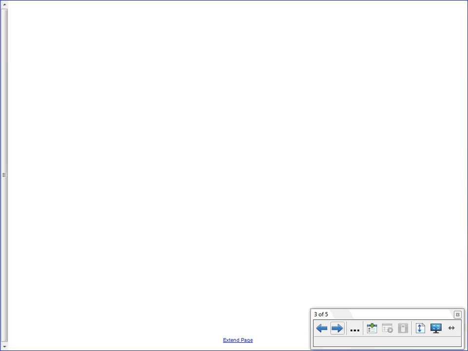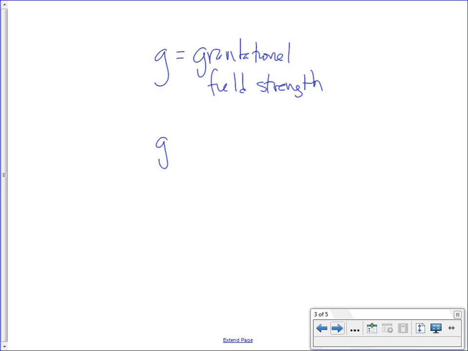So, first of all, what's g? Formula. No, not formula, what does it refer to? Gravitation. No. Field strength. Yes. Gravitational field strength. It also refers to something else that we learned before we ever talked about gravitational fields.